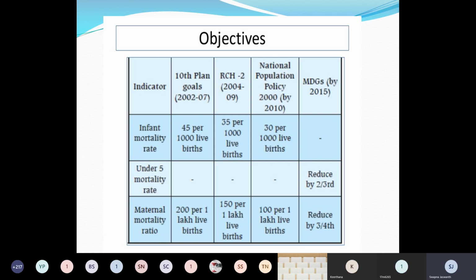Now coming to the under 5 mortality rate, the goal was to reduce the mortality by 2/3, and now we are around 40 per 1000 live births. Now the maternal mortality ratio: in the 10th plan, it was around 200 per 1 lakh live births. In RCH, the plan was 150 per 1 lakh live births, and according to the National Population Policy, it is around 100. We still need to achieve the target of 100 per 1 lakh live births.